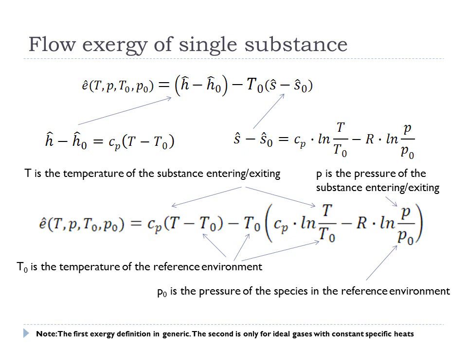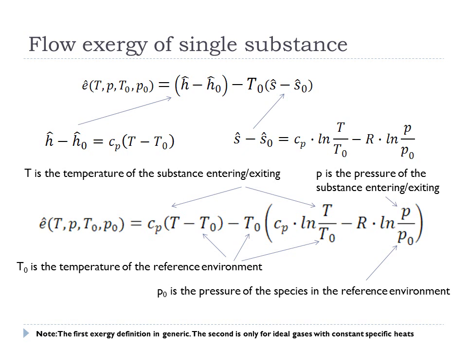For an ideal gas and constant specific heat, the first term, the change in enthalpy, looks like C_P times the quantity T minus T naught. The entropy term looks like C_P times the logarithm of T over T naught, minus R times the log of P over P naught. Now, what I want to point out here: the T and P are the temperature and pressure of the substance. T naught is the temperature of the environment. And P naught, that's the interesting part, P naught here is the pressure of the species in the reference environment.